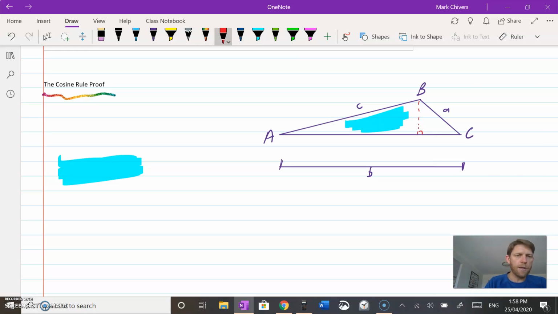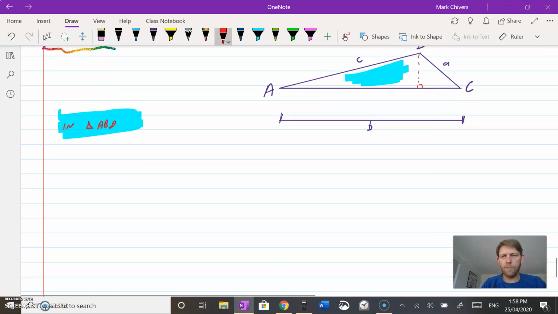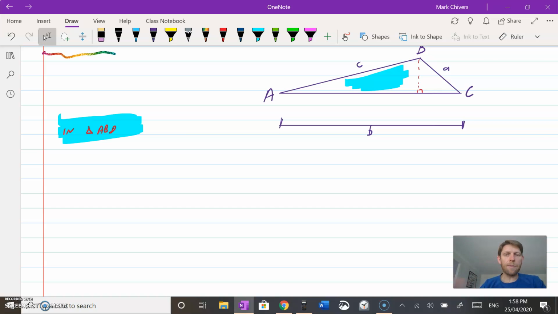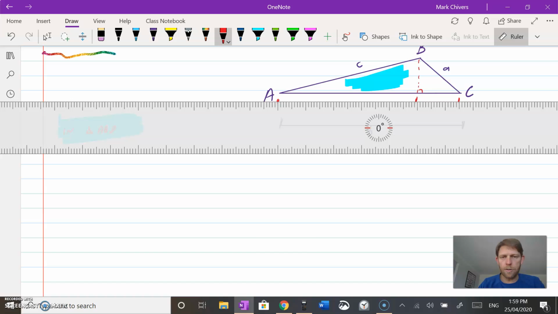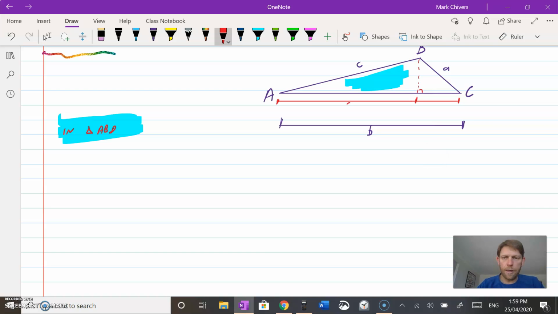I'll go with red today. So in triangle ABD, the first thing we're going to do is give some names to some spots as well. Now that we've got this, I'm going to say that this distance here and this distance there, I'm going to give them names. I'll just grab a ruler out to make it easy to do so. So we'll give these two distances some names. And I'm going to call this one here X. And this one here I'm going to call B minus X.